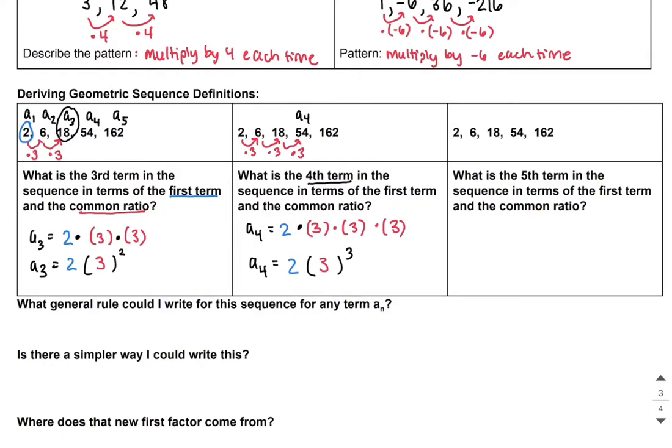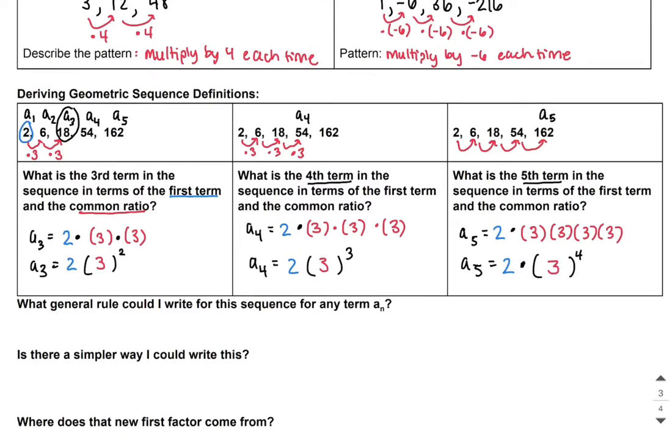And then for my last question, it's asking for the fifth term, which is 162. I want to know how to write that in terms of the first term and the common ratio. So a sub 5 is equal to, in terms of the first term, 2, and I'm multiplying 1, 2, 3, 4 times to get there. So 3 times 3 times 3 times 3, and I can simplify this as a sub 5 is equal to 2 times 3 to the 4th power.